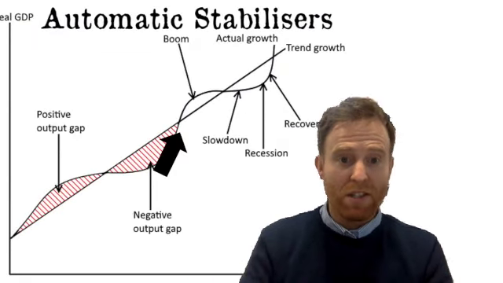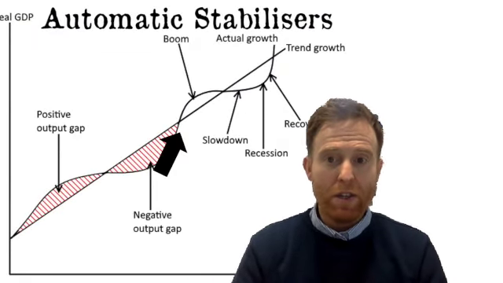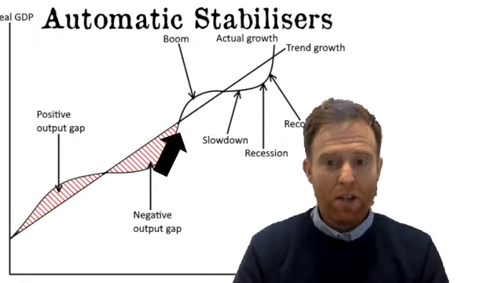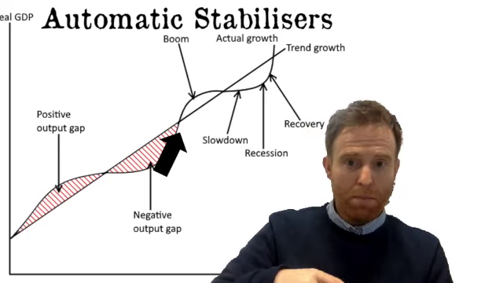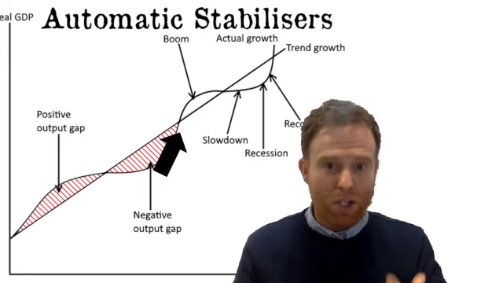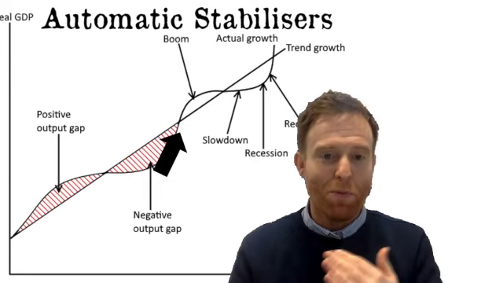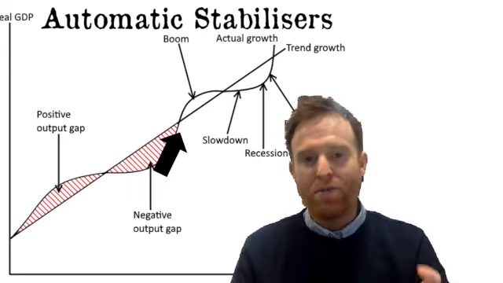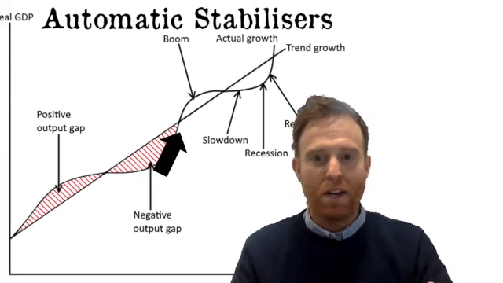So what we've got is a situation where during this negative output gap, tax receipts have gone down, but government expenditure has risen, and that in itself is an expansionary fiscal policy, but it's done automatically. It's not done by discretionary policies and new policies that have come in.